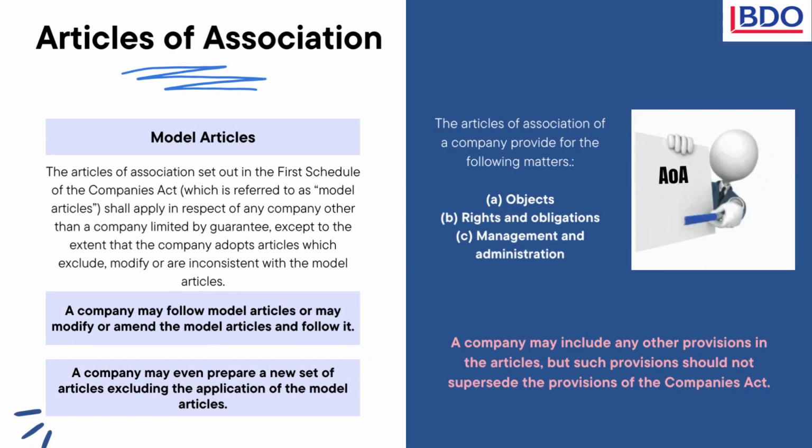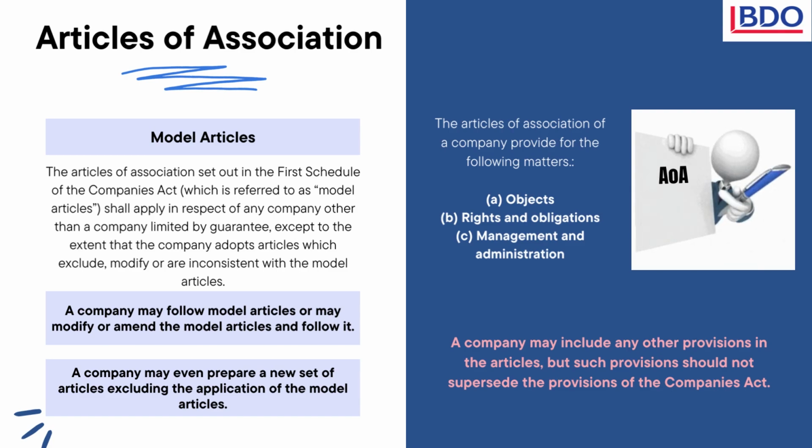Earlier we mentioned that Articles of Association act as a crucial set of rules that define the company's structure, outlining the responsibilities and authority of the board of directors and the shareholders. Diving deep into this subject, companies can adopt Articles of Association set out in the first schedule, which is referred to as model articles if it is a company other than a company limited by guarantee. However, the company may adopt articles to any preferred extent, excluding, modifying or totally inconsistent with the model articles.